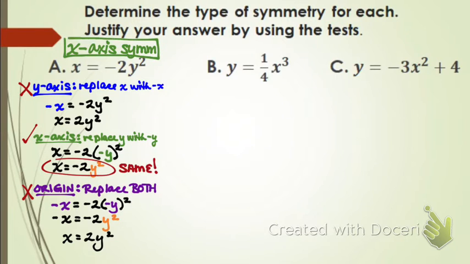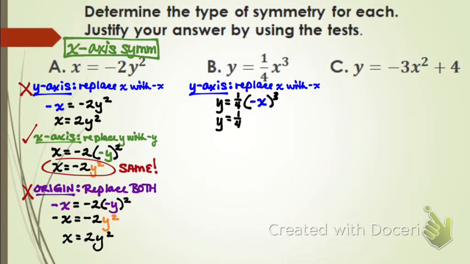All right, let's come over to our middle one here. Let's do our y-axis test first. So I'm going to replace x with -x. I have y equals 1/4 and then -x to the third power. You told me if I take a negative number and I square it, it becomes positive. What happens if I take a negative number and I cube it? It stays negative. So this is y equals 1/4 times -x cubed. How will that simplify? -1/4 x cubed.